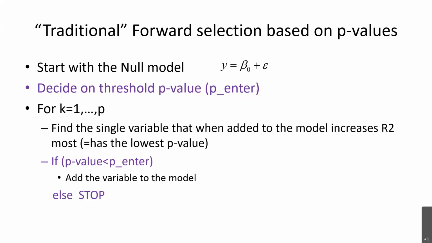I wrote the p-value here. Here I wrote the R-squared, that's an equivalent criterion. So I enter variables one at a time. And each time I enter a variable, I have to recalculate all p-values because they change conditional on previous p-values, on other variables. And when I have no longer a significant variable, I stop.